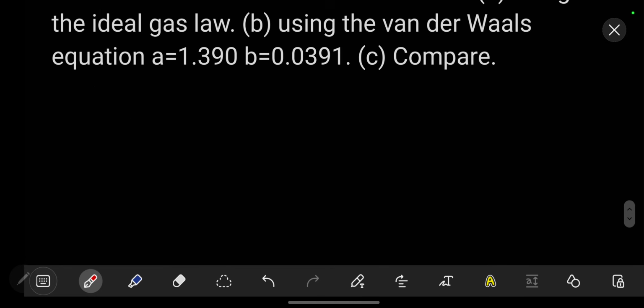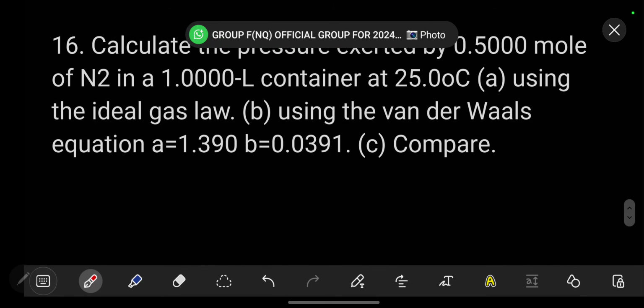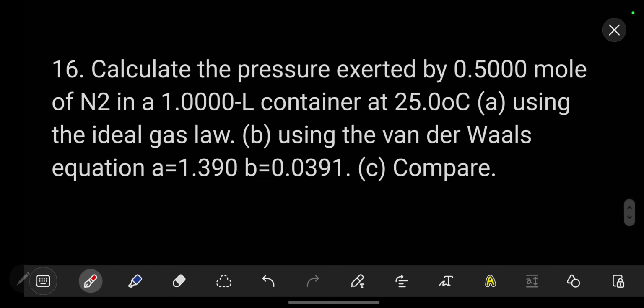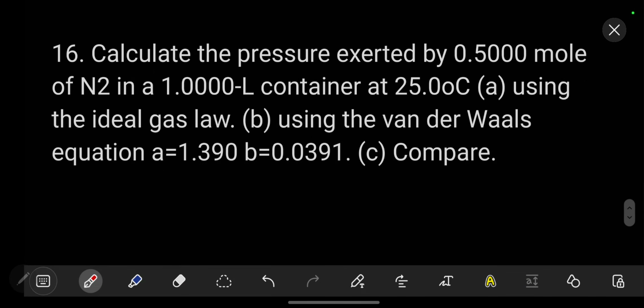Looking at the next question, it says to calculate the pressure exerted by 0.5 moles of nitrogen in a 1 liter container at 25 degrees using the ideal gas law, and using the Van der Waals equation, for which A is equal to 1.390 and B is equal to 0.0391. Then we are told to compare.